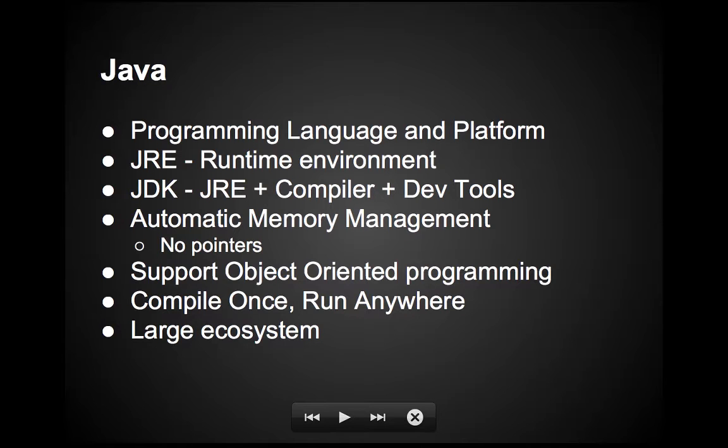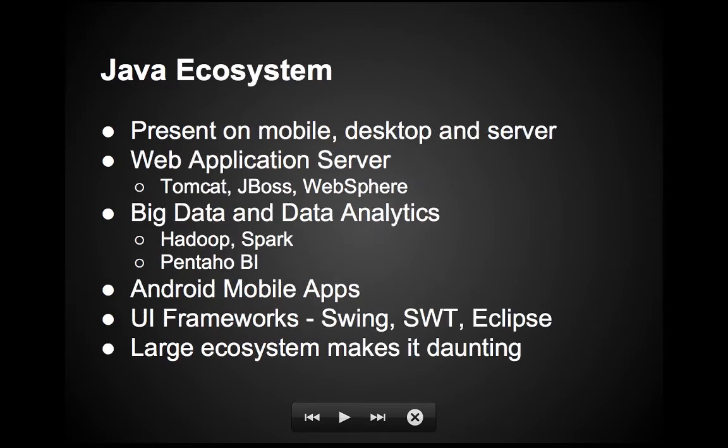So apart from all this, Java has a large ecosystem. What do we mean by that? Let's move to that. Essentially, when we say Java's ecosystem is large, we mean that Java is sort of omnipresent. It's present on your mobile phones, it's present on your desktop, it's present on your server.